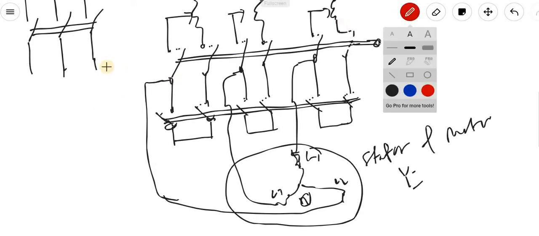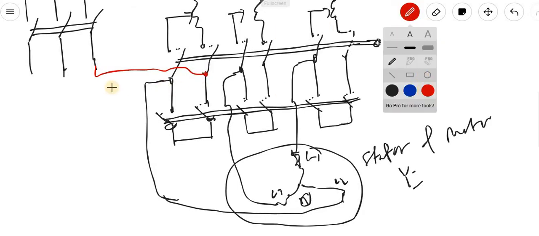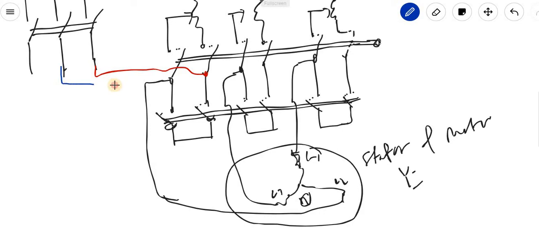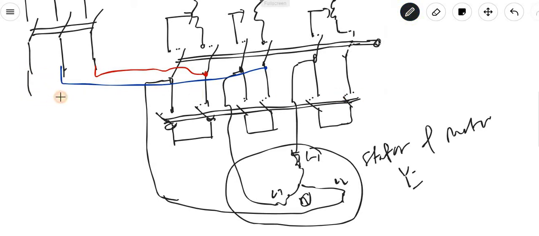Suppose here the red phase is connected to this point. The blue phase is connected directly to this point, connecting that phase. This point. Now how will it operate?